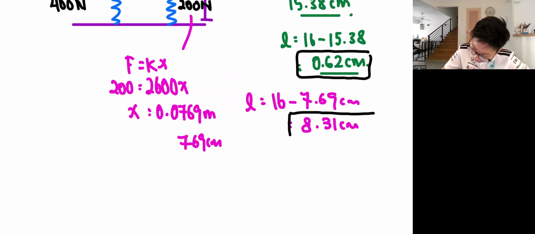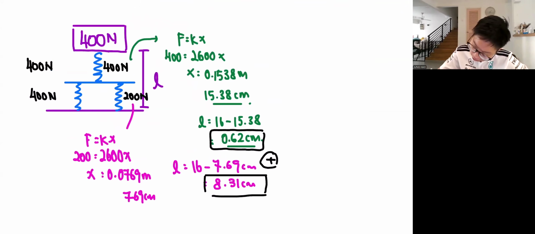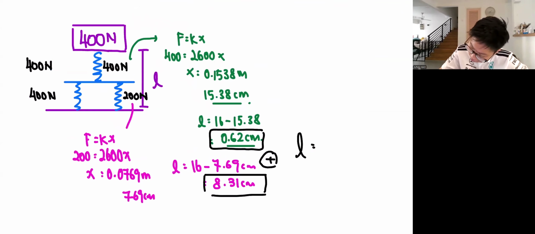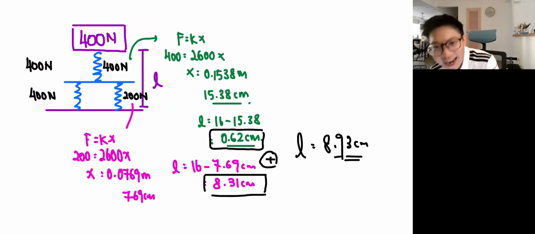So the total length is going to be these two added together. So finally, the total L is going to be equal to 8.93. Yes, agreed. 3 decimal places. Usually we take 3 decimal places.